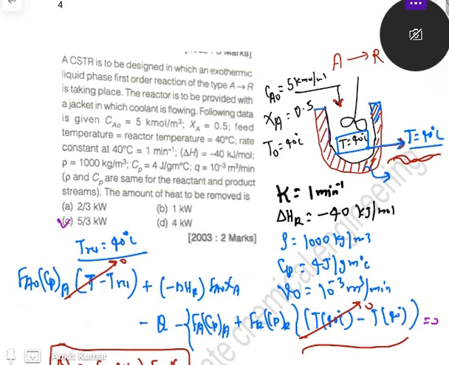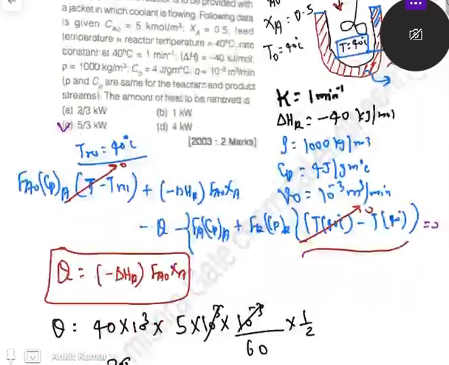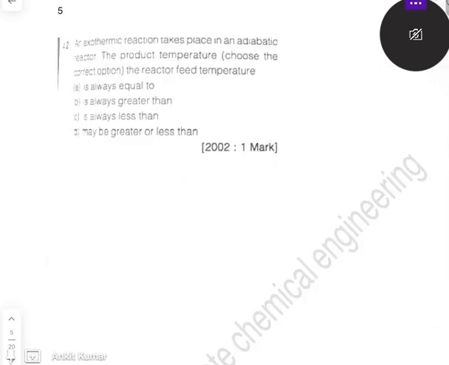All of these questions have been asked in the GATE. This question has been asked in GATE 2023, and really this is a very, very important question. Lots of concepts were there that we learned. Now I'll be moving towards the next question, and this question is a theoretical question from exothermic reaction.